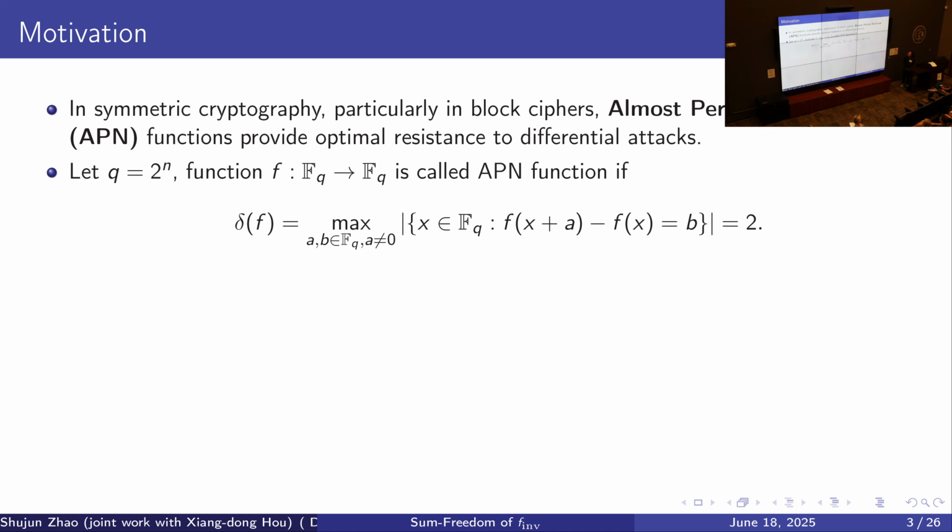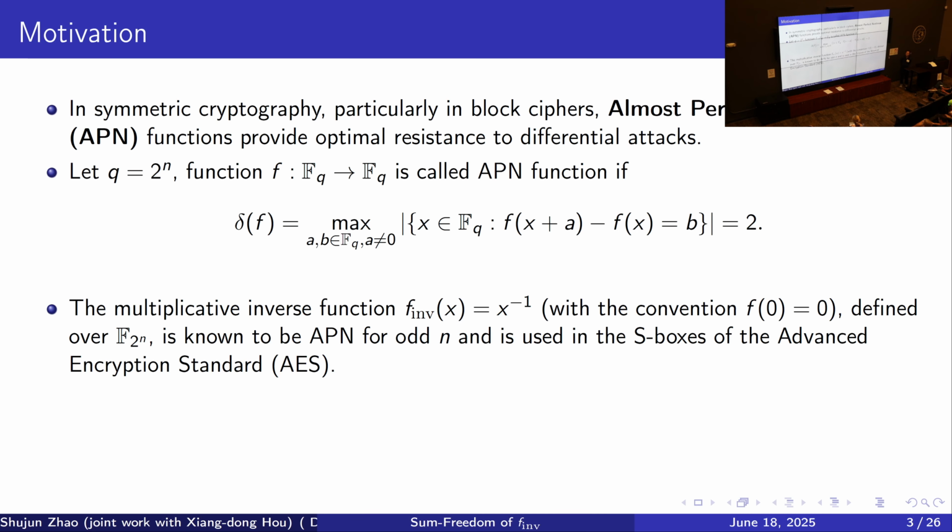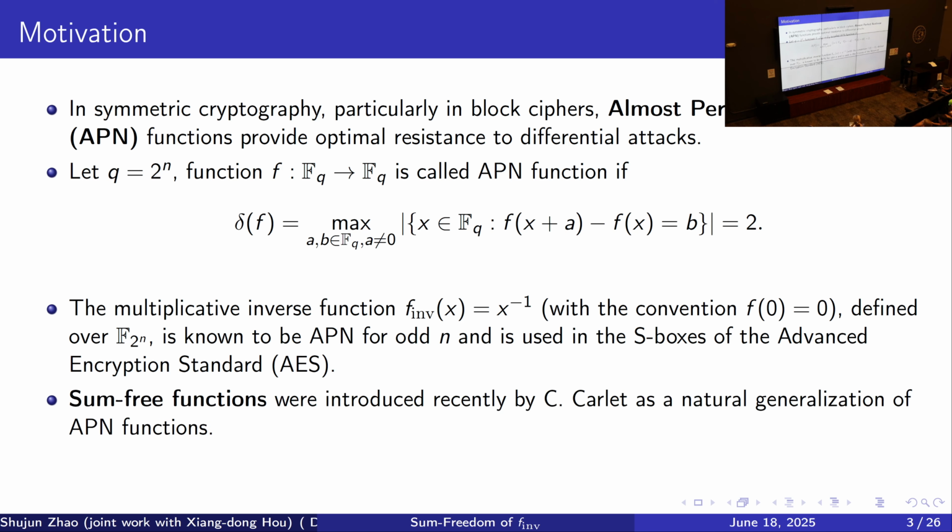Okay. So the differential uniformity is defined to be the maximum size of the root set of such equation here, f(x plus a) minus f(x) equal to b, where a is a non-zero element in Fq. And when the differential uniformity equals 2 for the function f, then the function is said to be almost perfect nonlinear. And we know that the multiplicative inverse function, x inverse, sending every element in Fq to x inverse and sending 0 to 0, is APN when n is odd.